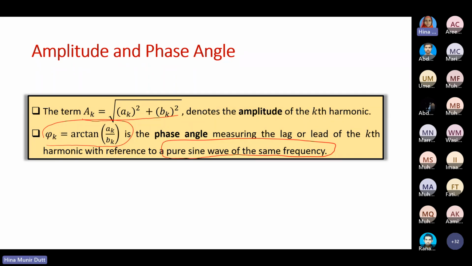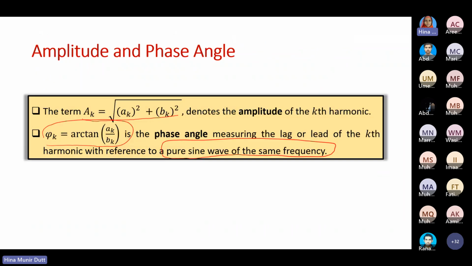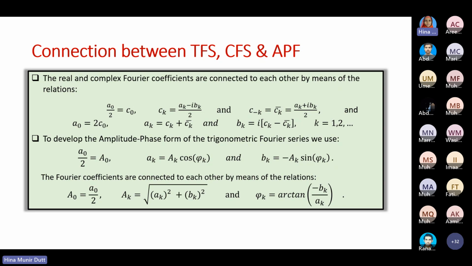So why are we finding the compact form or the amplitude phase form of the Fourier series? Because we want to find the Fourier spectra or the frequency spectrum of this waveform. So let's see the connection between the three forms of the Fourier series we have seen so far. The first one is the trigonometric Fourier series, then the complex Fourier series, and then the amplitude phase form. So we know the relationship between the real and complex Fourier series.